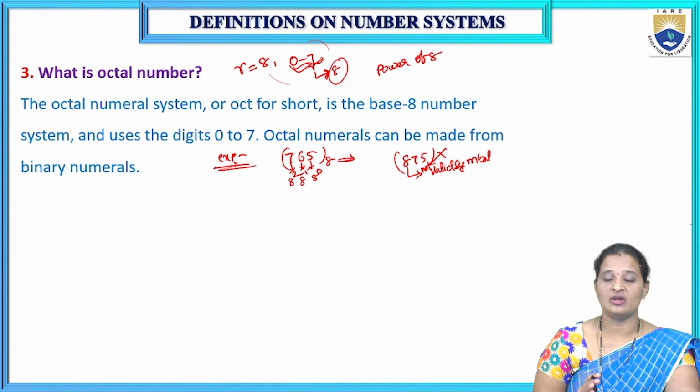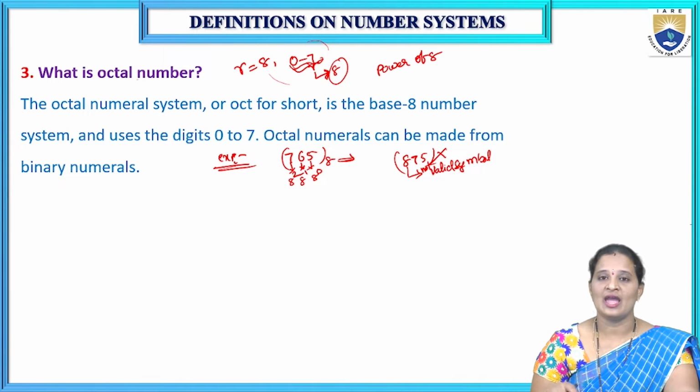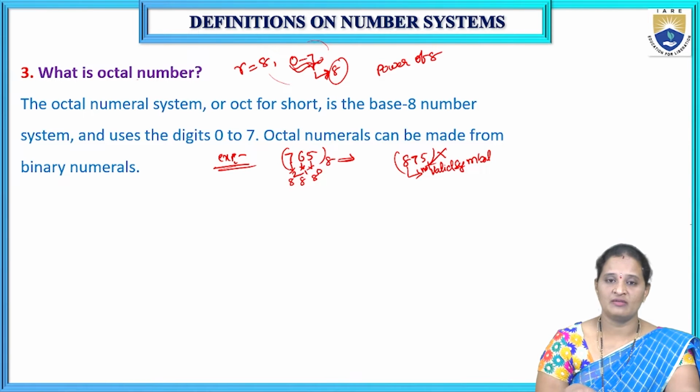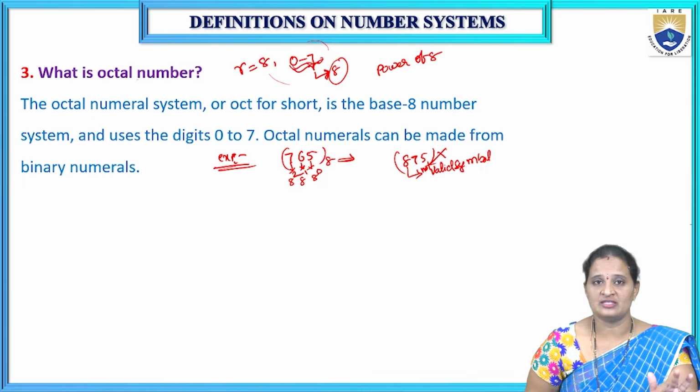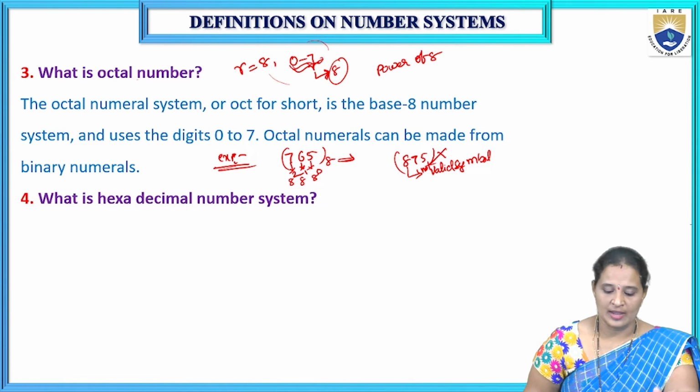So the octal number system is a system whose radix is equal to 8 and which includes 8 symbols, from 0 to 7. Each digit in the octal number will have its own positional weight, which is expressed as a power of 8. This is how you can define the octal number.